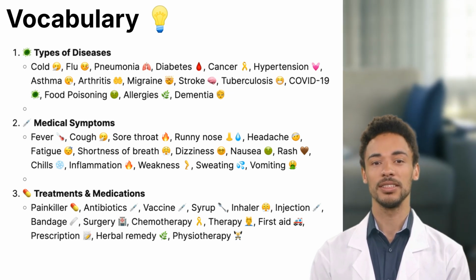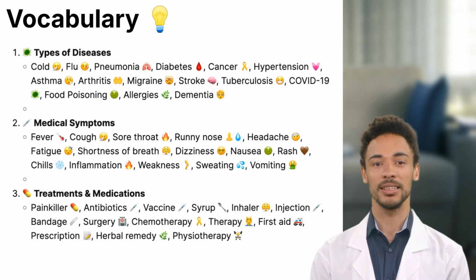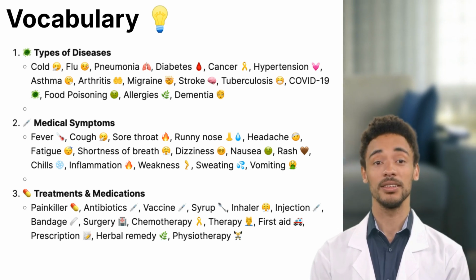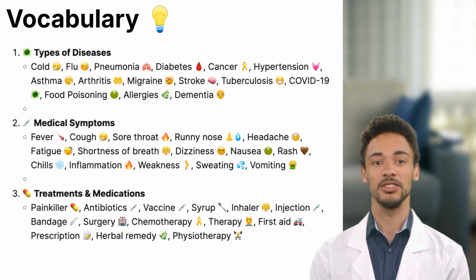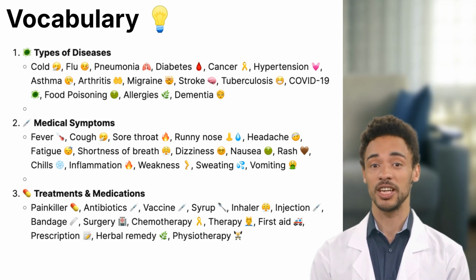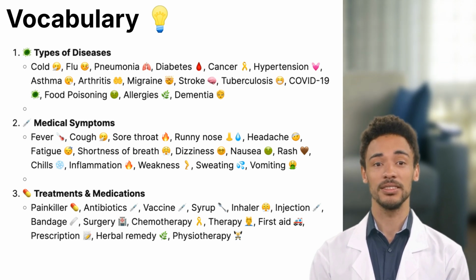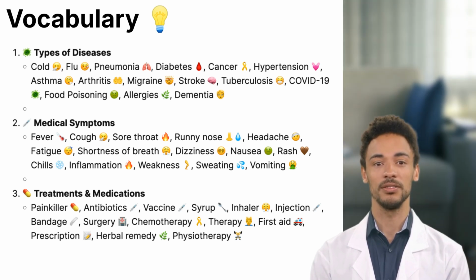3. Treatments and medications. Painkiller, medicine that reduces pain, such as ibuprofen or paracetamol. Antibiotics, drugs that treat bacterial infections. Vaccine, a shot that helps protect against diseases. Syrup, a liquid medicine, often used for coughs. Inhaler, a device used by asthma patients to help them breathe.